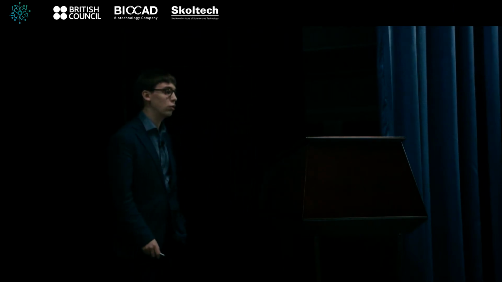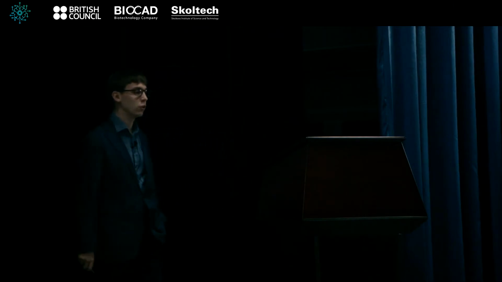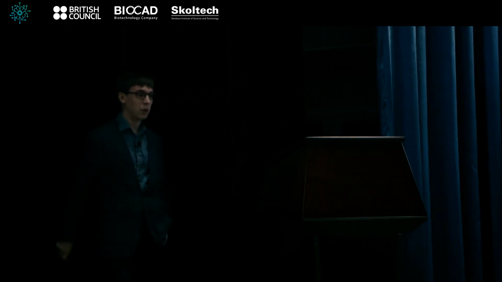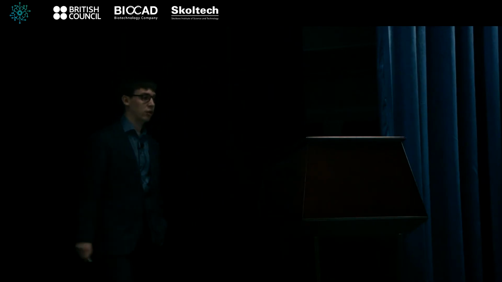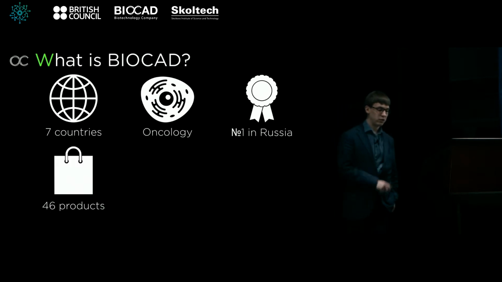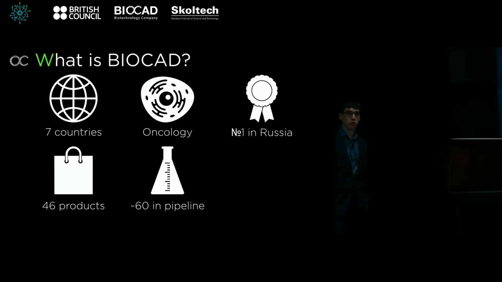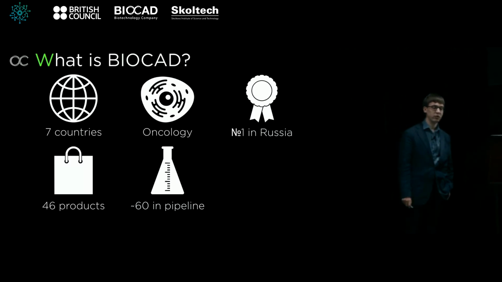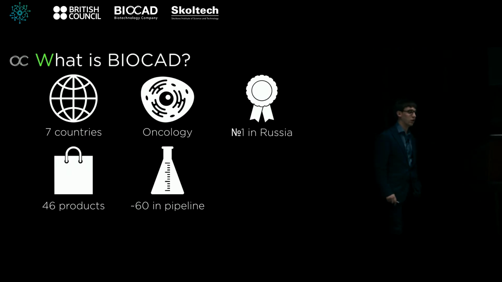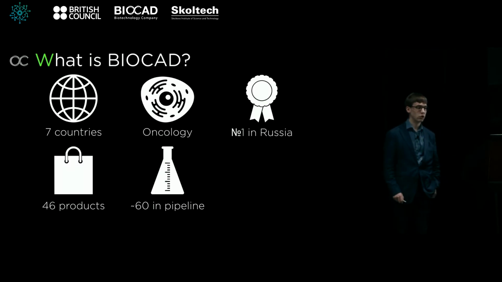And to get you into the context rapidly, let me briefly introduce what BioCAD is today. BioCAD is an international full-cycle biotechnology company with 7 branches worldwide, and our main areas are oncology and autoimmune diseases, and we are the number one company in these areas in our homeland. We have 46 products on the market already and more than 60 projects in our pipeline at different stages of development and clinical trials, and most of these projects are multi-specific antibodies, so we have binders to almost all immune checkpoints and most of the oncology targets.